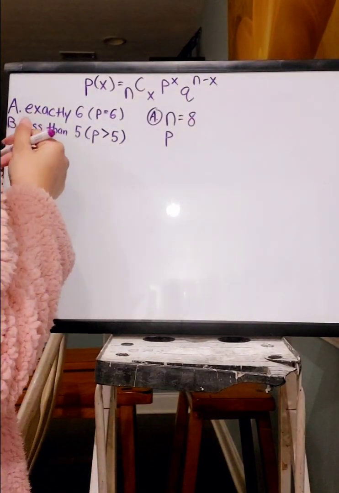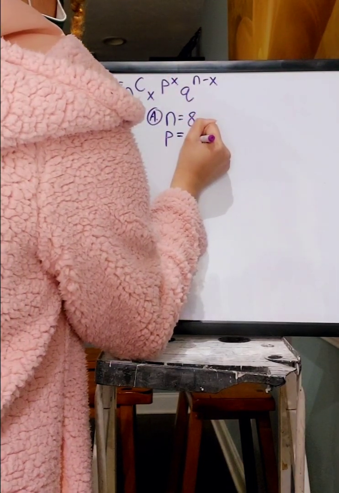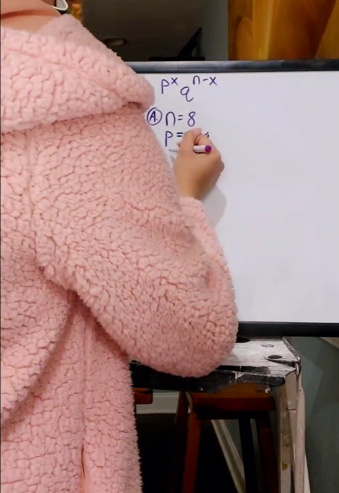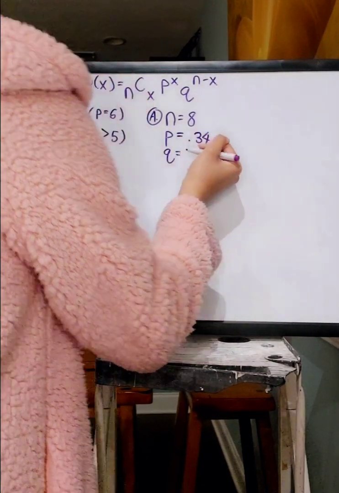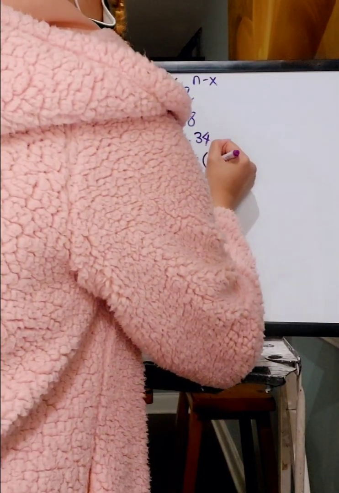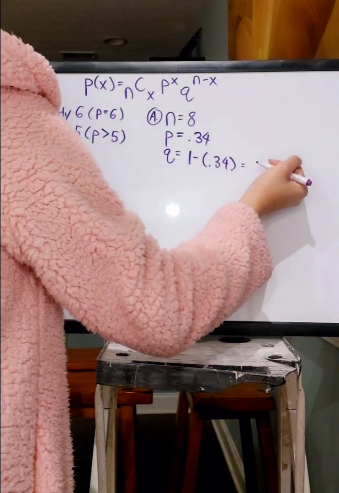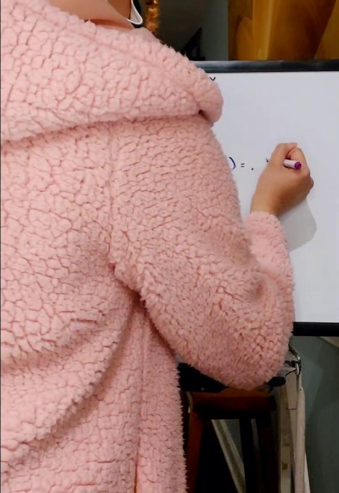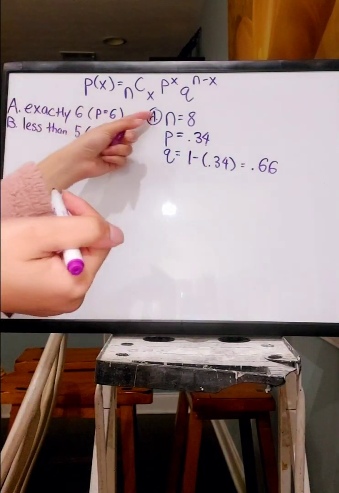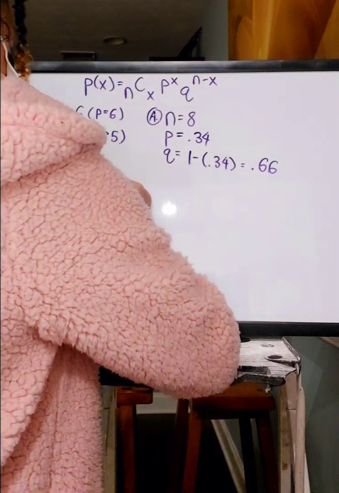N will equal 8, since you chose 8 people. P is 0.34. Q, or failure rate, will be 1 minus P. So you will do 1 minus 0.34, and that will get you 0.66 for your Q. And now you take these and you just plug them into this equation. So let's see what that gets us.